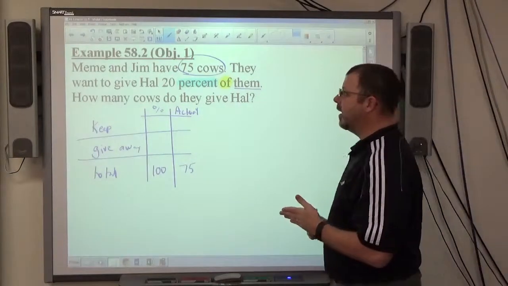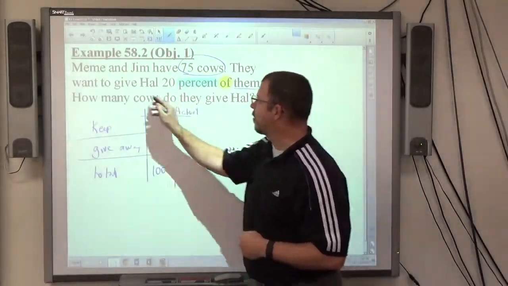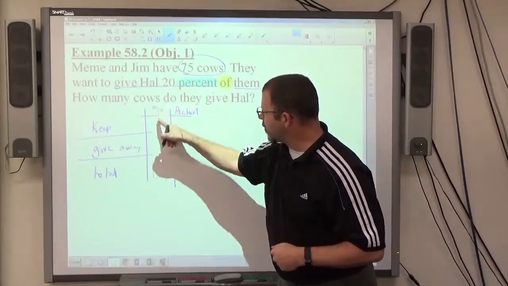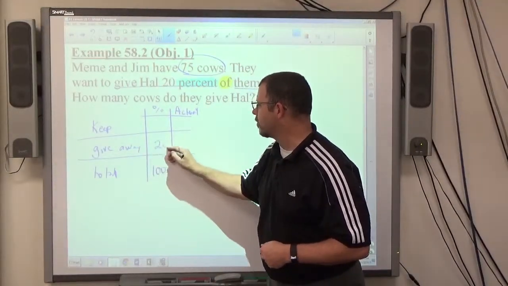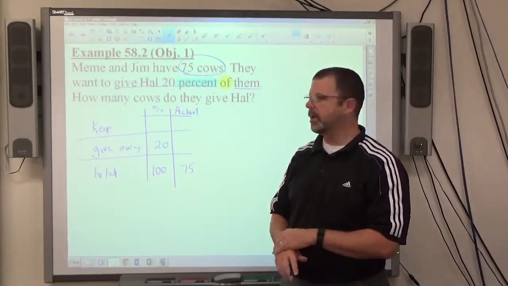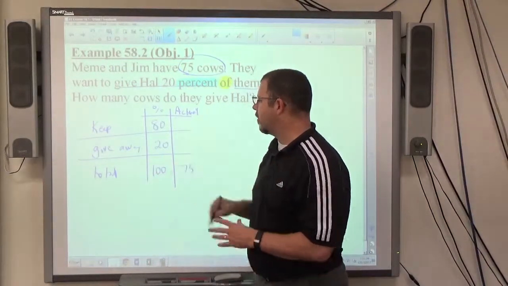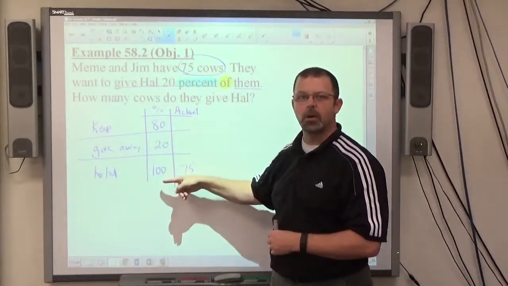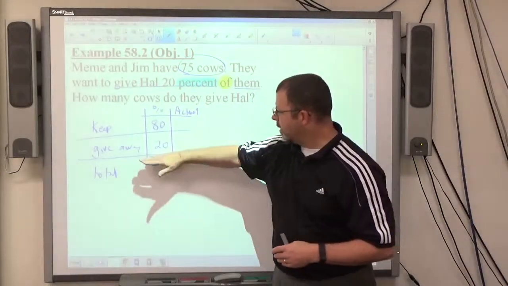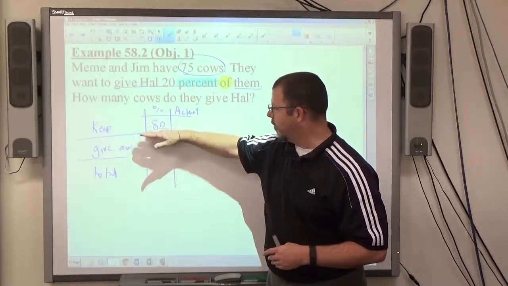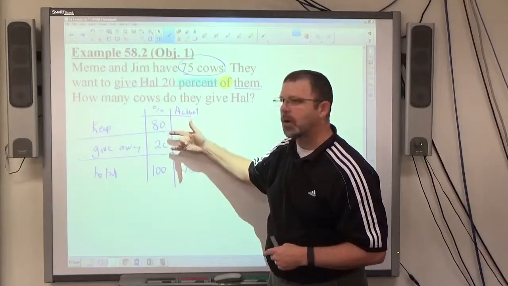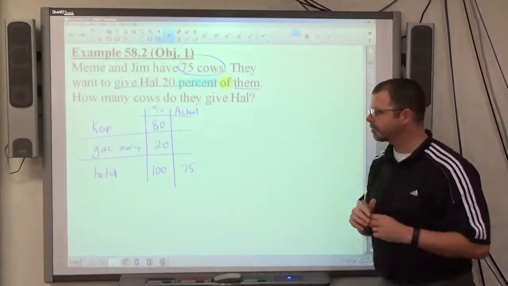They're going to give away 20% of the cows, right? They're giving Hal 20%. So in the percent column under the giveaway, I'm going to put 20%. So what percent are they keeping? 80. It's helpful to know that these 2 parts should add up to the whole. Okay, so keep that in mind. If you can break it into categories of the 2 parts making the whole, the 2 parts add up to the whole 100% every time.